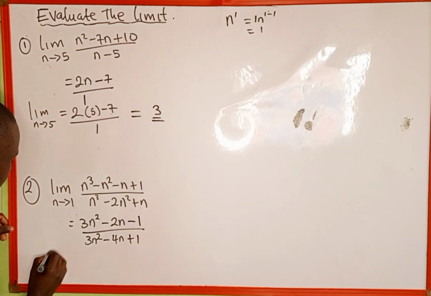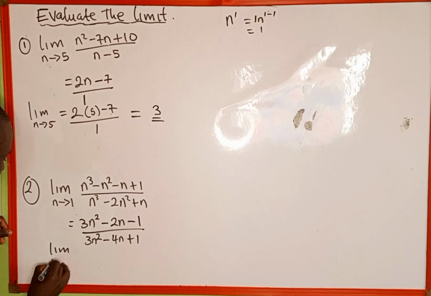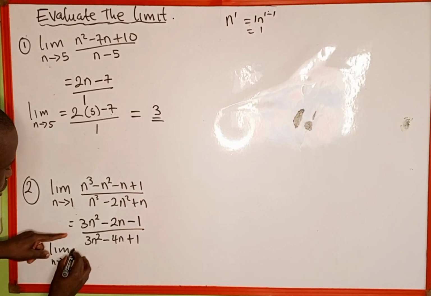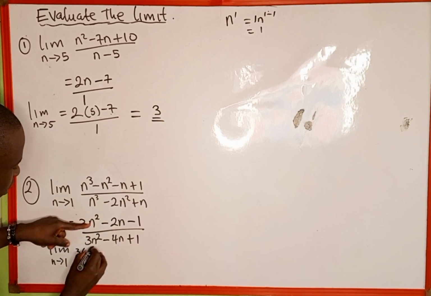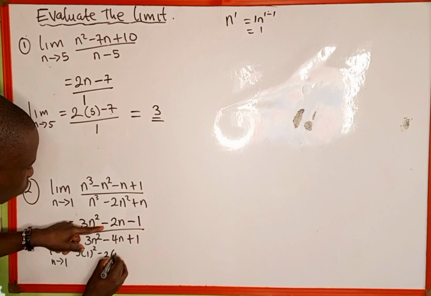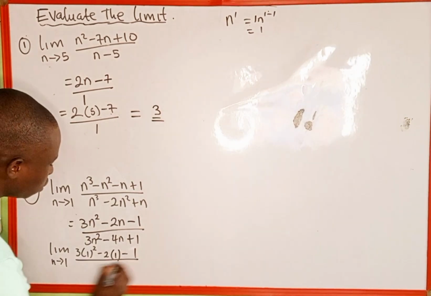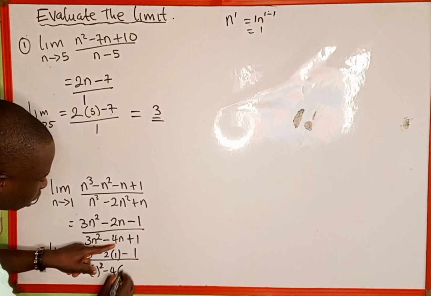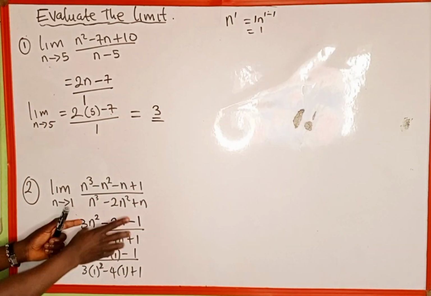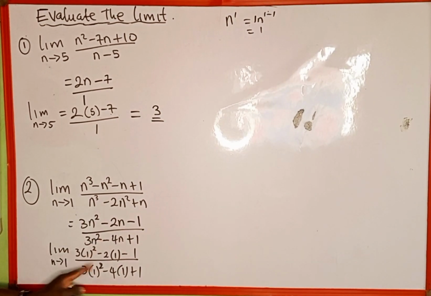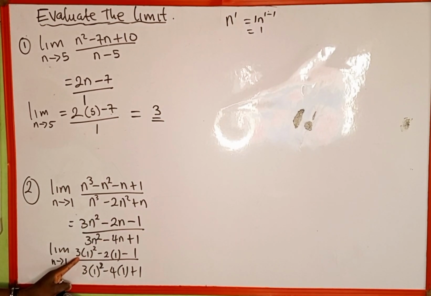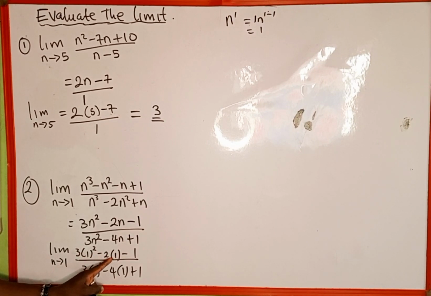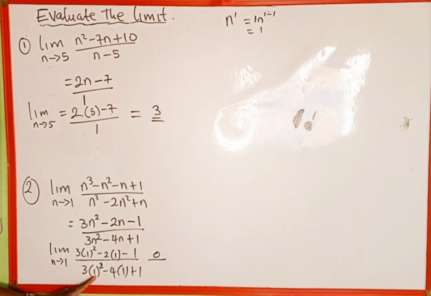Now let's substitute as n approaches 1. So therefore, the limit as n approaches 1 now is going to be what? 3, in place of n here we replace 1 squared, minus 2, then 1, then minus 1, everything all over 3, then 1 squared, then minus 4, then times 1 plus 1. So anywhere we see n, we just replace 1. 1 squared is 1. 1 multiplied by 3 is going to give us 3. Then minus 2 multiplied by 1 is going to be 2. 3 minus 2 is going to be 1. Then 1 minus 1 is going to be 0. Then over, 1 squared is 1.